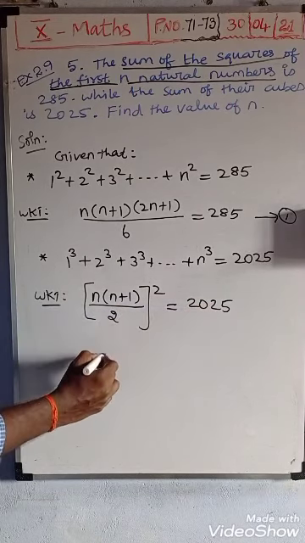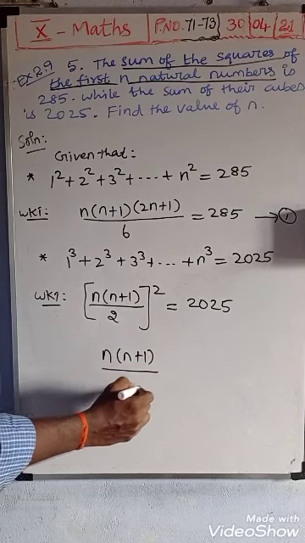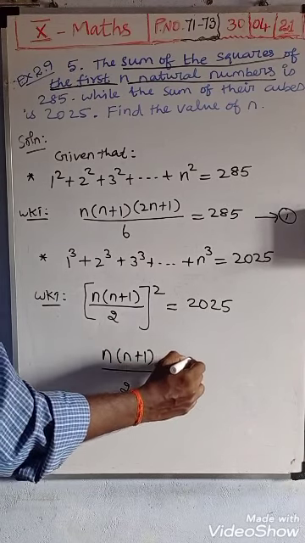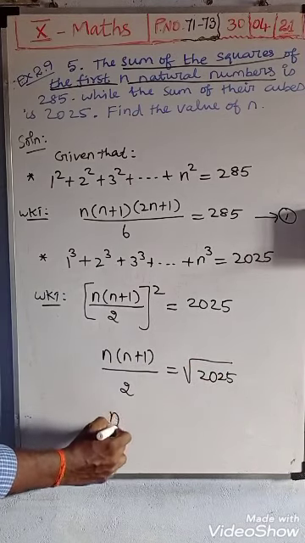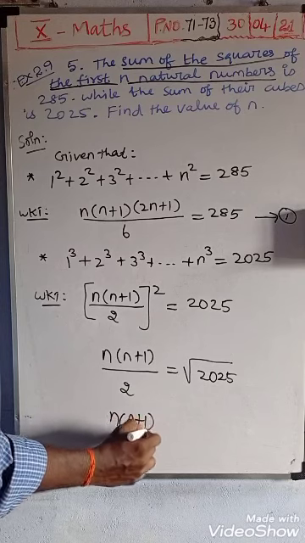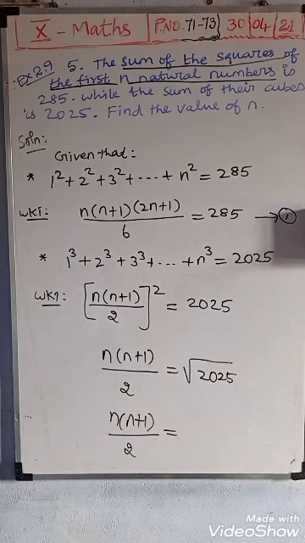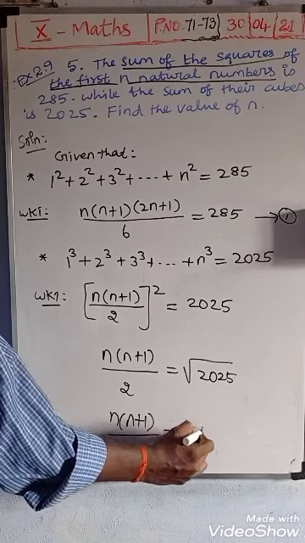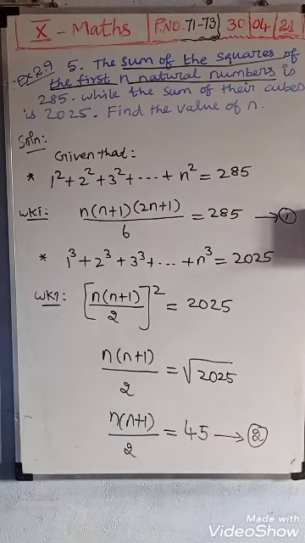So we need only the value of n into n plus 1 by 2 alone. So this is a square, so taking the square root of 2025, n into n plus 1 by 2. Square root of 2025 is 45. This is 45, considered as equation 2. So we have received equation 1 and 2.